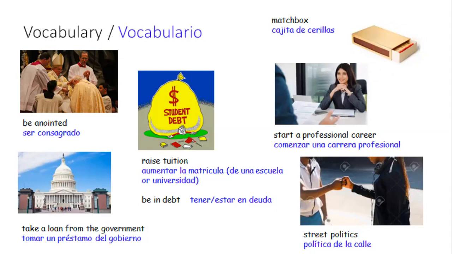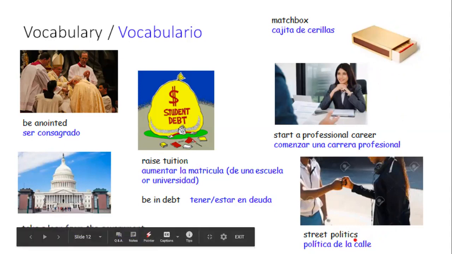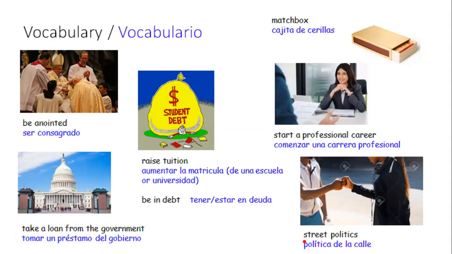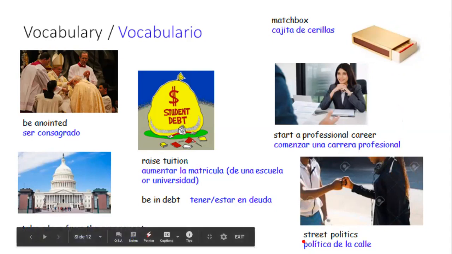Finally, if you look in the lower right-hand corner, we see two young people on the street, right? And they're kind of fist bumping each other. They're friends. So can everyone say the word street politics with me? Street politics. Very nice. So let's think about Chino and his best friend Sapo.